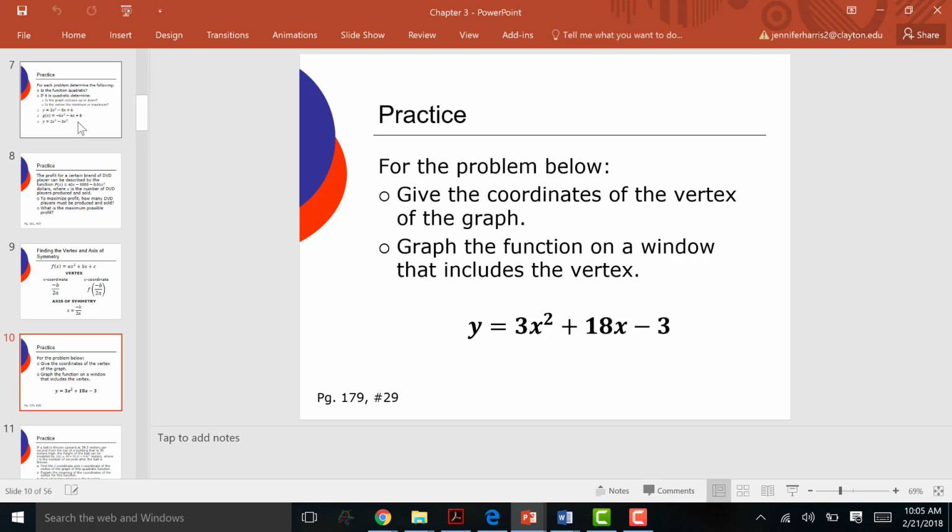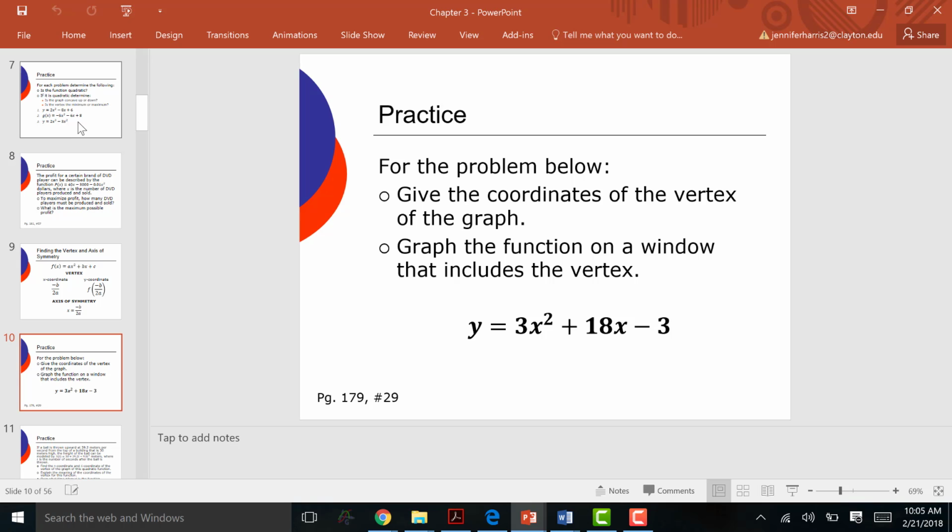Alrighty, so the 18 and the 3 are in red because those are the numbers that I actually plugged in. I'm trying to find the x coordinate for that vertex. Let's finish the math. So I got negative 18 over 6. And when I divide 18 by 6, what do I get? Alright, so I have just found the x coordinate of the vertex, which you said is negative 3.